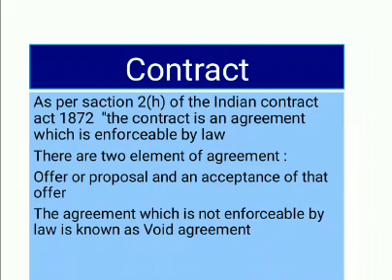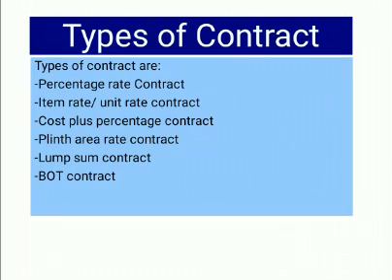There is another type of agreement which is not enforceable by law. That type of agreement we know as void agreement. So there are two main elements of agreement, which are offer or proposal and acceptance of that offer. Offer or proposal by the contractor and acceptance of that offer by the client. So next we discuss some types of contract which are generally used in civil engineering field.